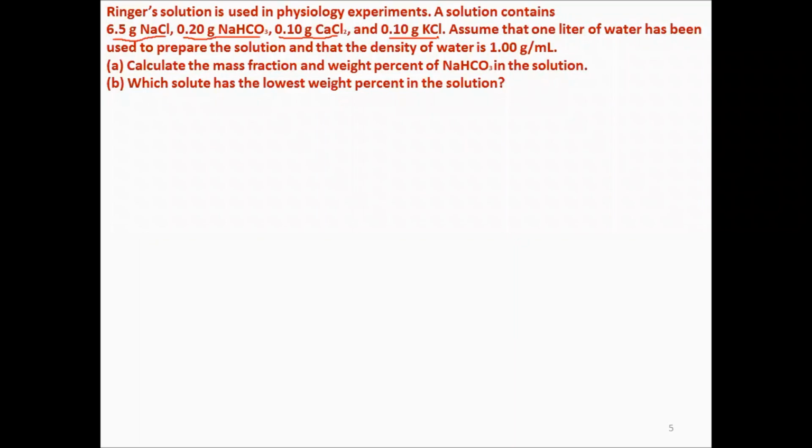And he says to assume that 1 liter of water has been used to prepare the solution. So to all these weighed compounds they have added 1 liter of water, and the density of water is given as 1 gram per ml. So what do we have to calculate? First is the mass fraction and weight percent of sodium carbonate. Second, he has asked which solute has the lowest weight percent in the solution.